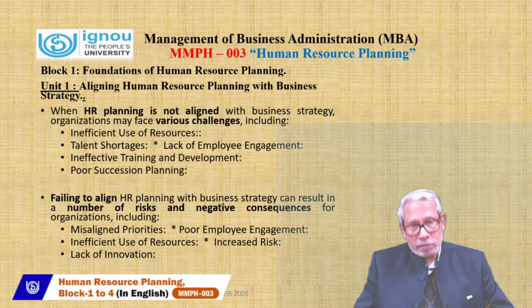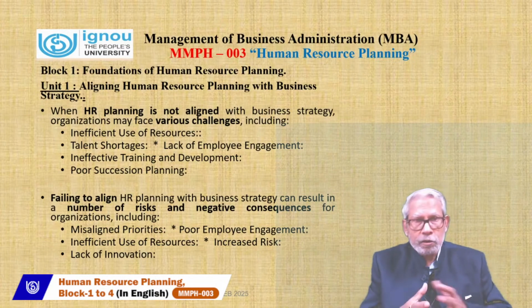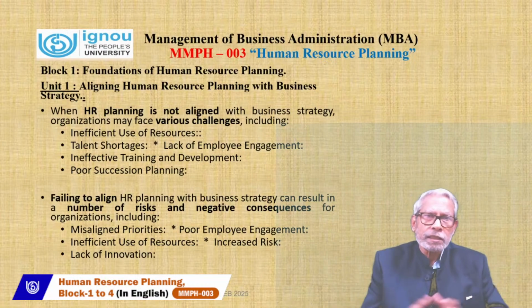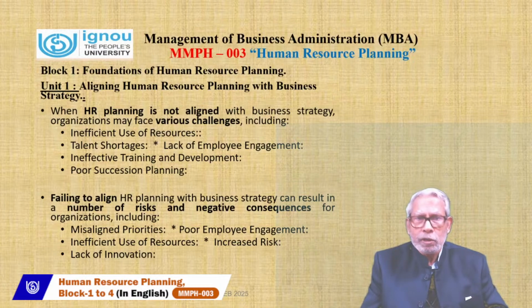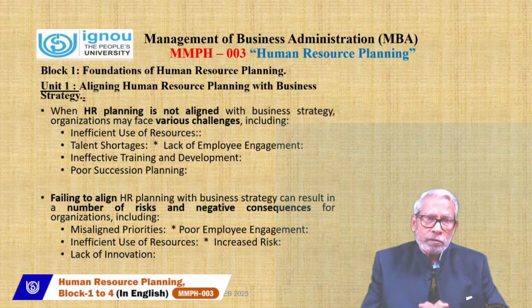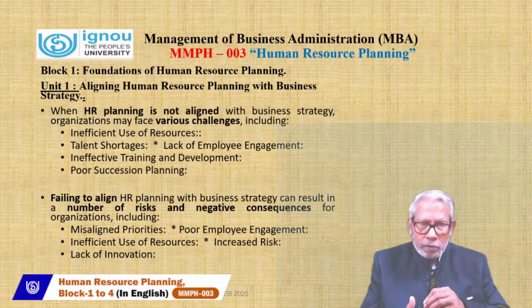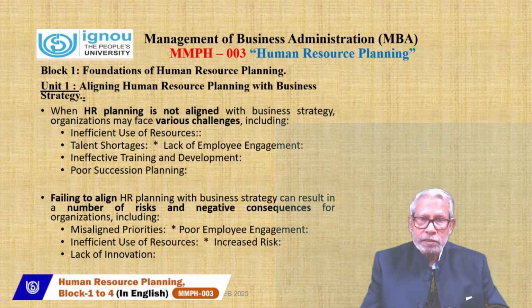So failing to align, I mean, not aligned properly, not part of your business strategy, or scattered, not well planned, then the number of risks will increase. Negative consequences for the organization include misaligned priorities, poor employee engagement, insufficient use of resources, increased risks, and lack of innovation. So all of these are causes.